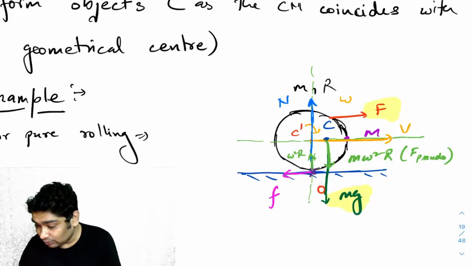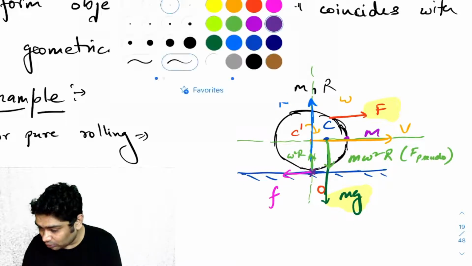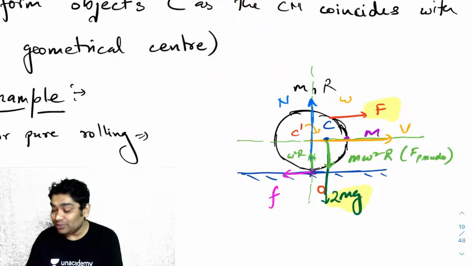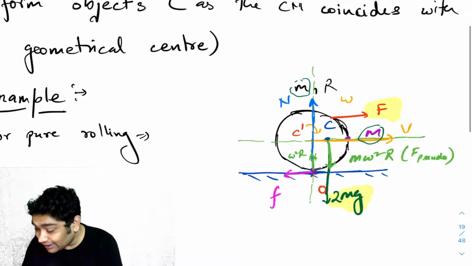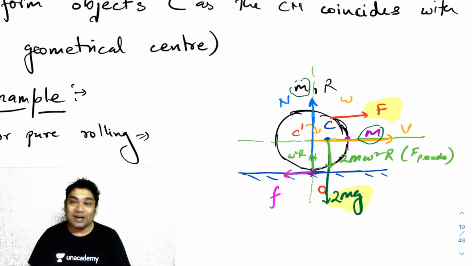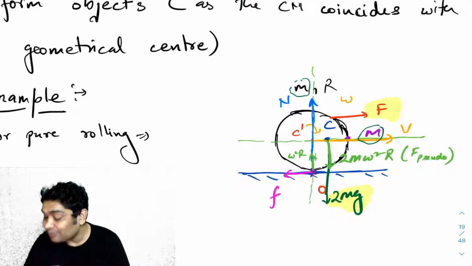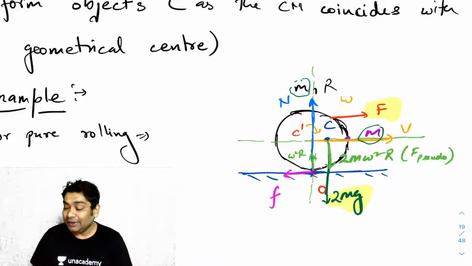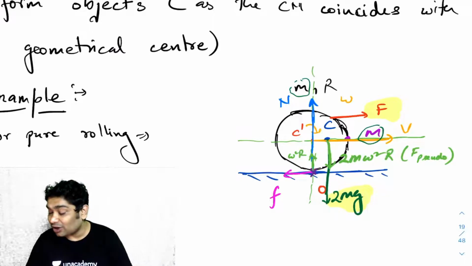One more thing, let me just correct this. So yes, this will be 2 mg, because there is m mass here and m is the mass of the ring. So the CM will have a mass of 2m. Similarly, the pseudo force will also act on the CM. So it is 2m omega square r. So let's just quickly correct those. So these are the forces, and you will see that three forces will produce a torque.